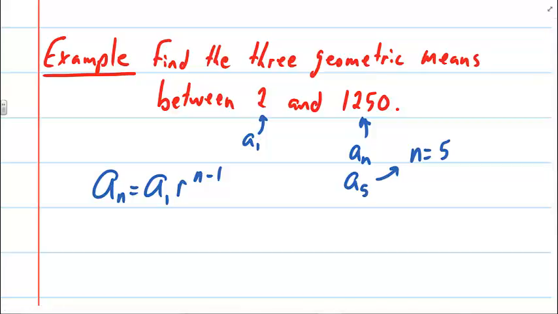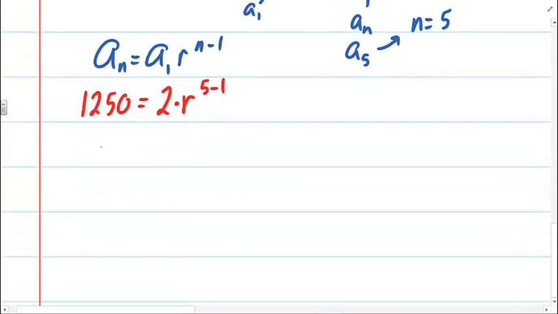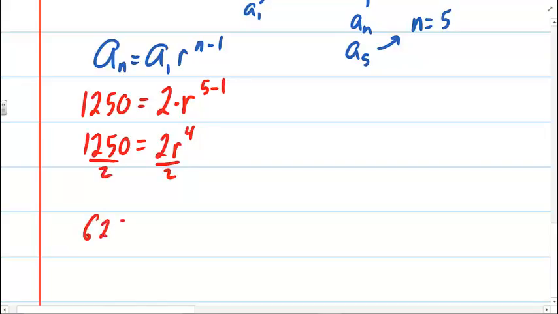Okay, let's plug it all in. A sub n, that's that last piece we know, 1,250, equals a sub 1. That's 2. I don't know the r. I don't know how they're getting there, so we'll leave the r like it is. And then our n is 5, so it's going to be 5 minus 1. All right, let's start filling this out. That's kind of weird. 1,250 equals 2 times r to the 4th. I guess I can divide by 2. And when you divide by 2, you're going to get 625 is equal to r to the 4th.